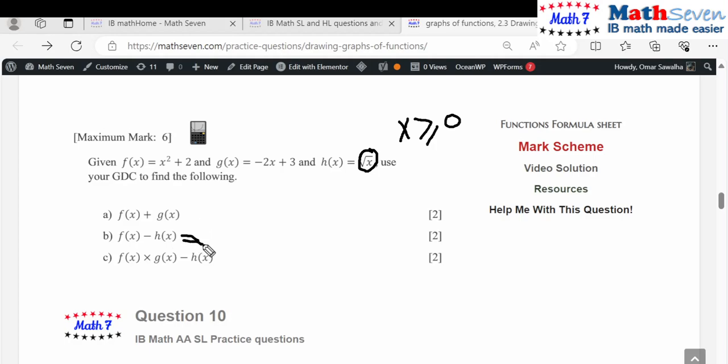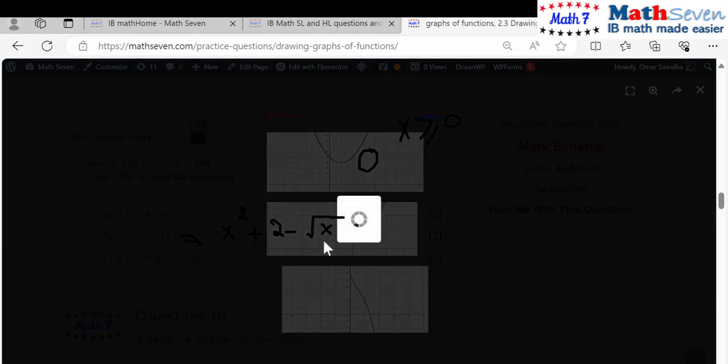So the function will look something like this. It will be x squared plus 2 minus radical x. So you insert this in the calculator and you're going to get a graph that is like this.